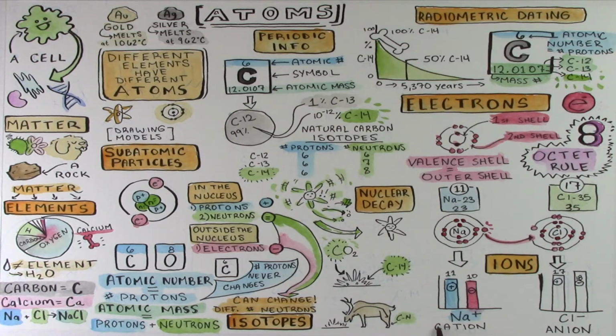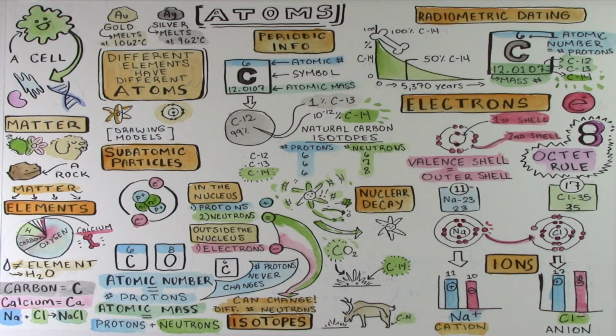Chlorine has the opposite problem. Chlorine has now accepted an electron, it satisfied its octet rule, but now it has more electrons than it does protons. This means that it has more negatively charged particles. This means that you now have an ion that is negatively charged, symbolized with a minus sign. We call this an anion.